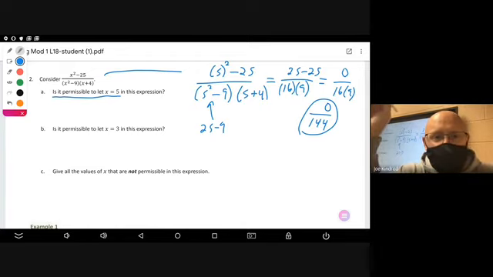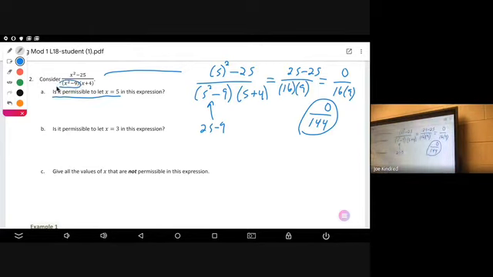B, is it permissible to let x equal 3 in this expression? Well, take a look at this. We learned about factoring last chapter.